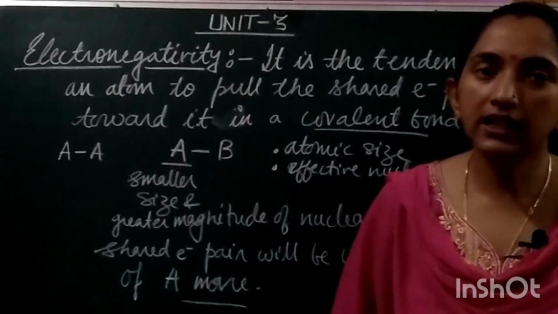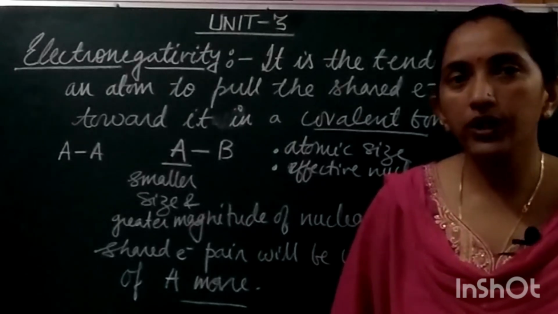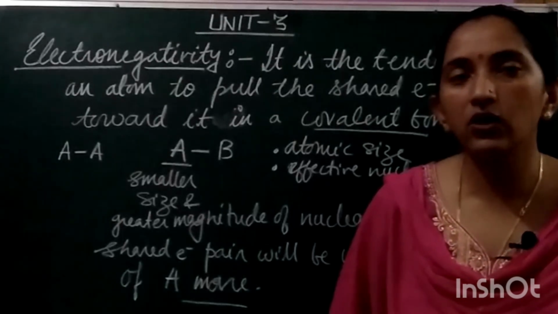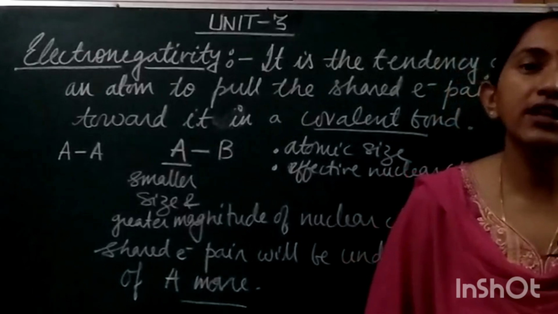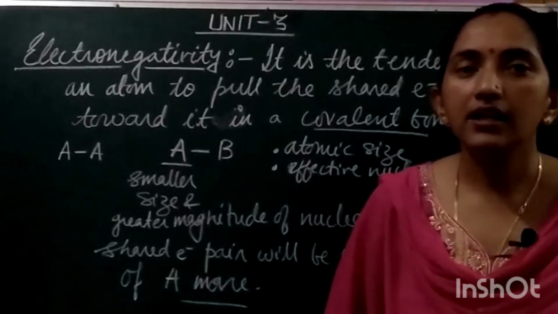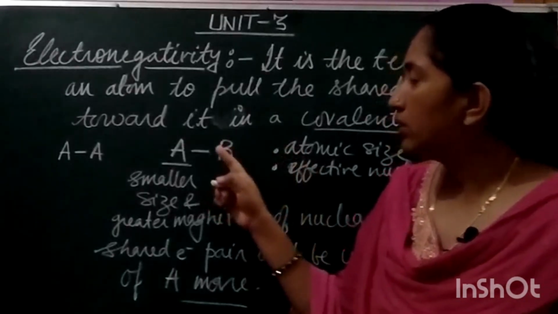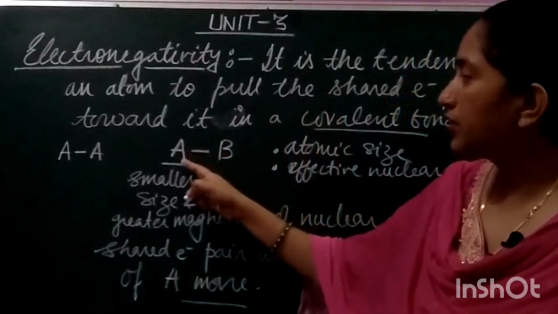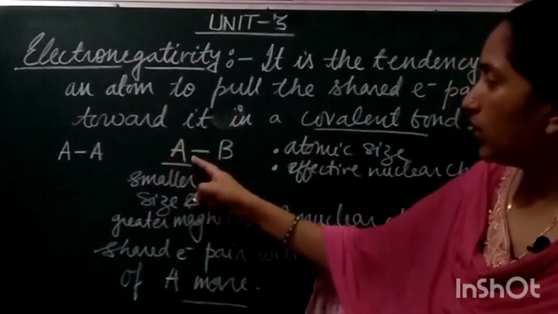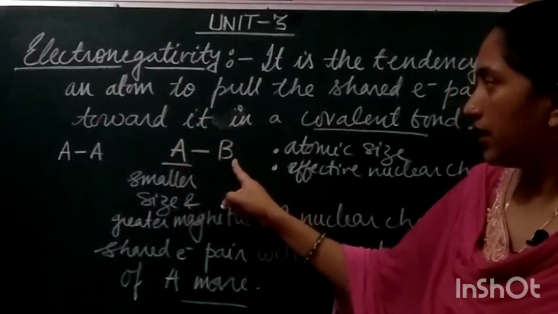Now the electron gain enthalpy and the ionization enthalpy, right? They have got an absolute value in kilojoule per mole. They have a fixed value in kilojoule per mole. Here electronegativity doesn't have any unit, right? As well as it is a relative quantity. That means that we are not going to assign a fixed value of electronegativity to the element A. It will always depend upon the other atom to which it is being bonded, right?